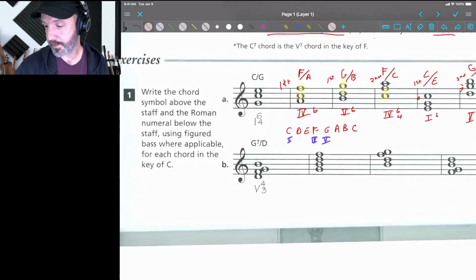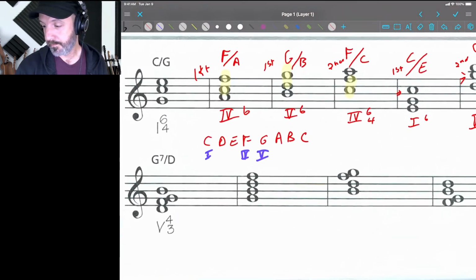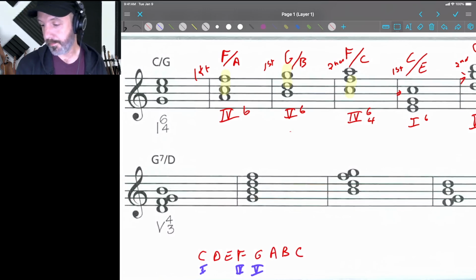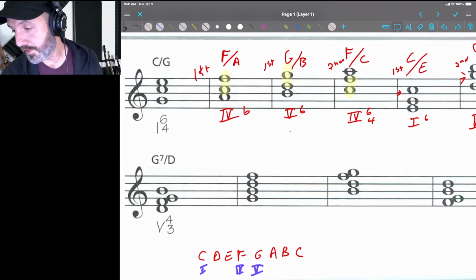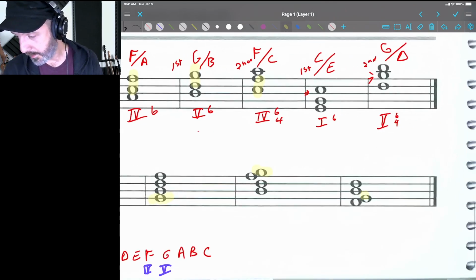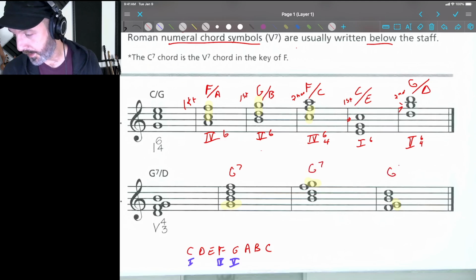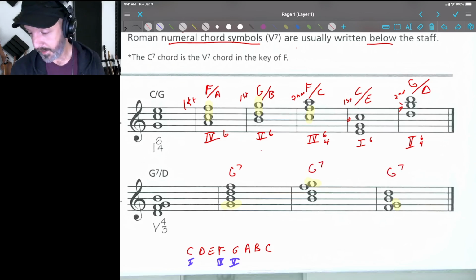All right, let's do this one. We're in the key of C, so I'm just going to move this down here. Let's figure out where the roots are. I'm going to change the order. There's no second in here, so that's your root. The top note of the second is always the root. They already told us they're all 7s, so I'm just going to put G7. That's also G7. These are all going to be G7s. That makes sense because G is the 5, which would be a dominant 7th.